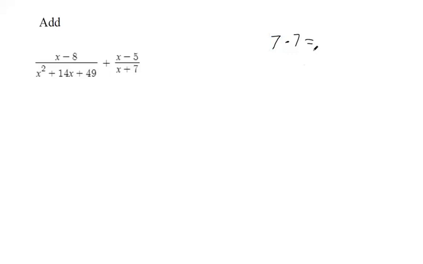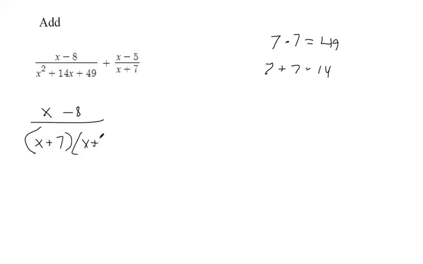And when you play around with some numbers, 7 times 7 makes 49. 7 plus 7 makes 14. So that's the pair that we want. When you've found the pair that you want, if the leading coefficient is 1, like this one is, all you have to do is put x plus 7 as one of the parentheses and x plus 7 as the other parentheses. Now look, we almost have common denominators.